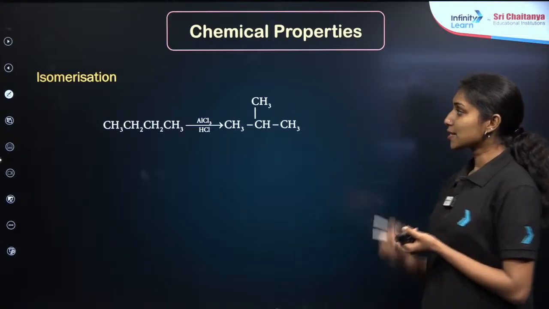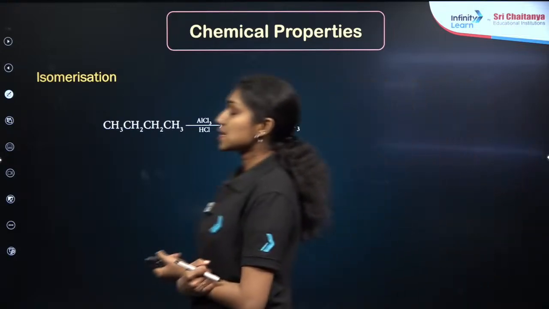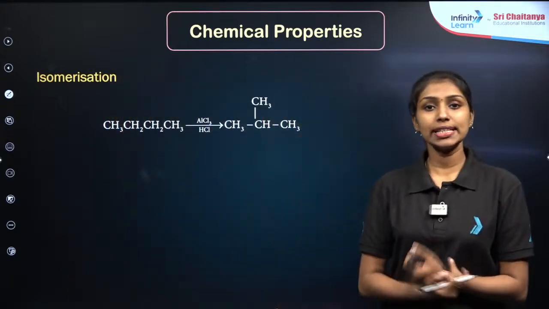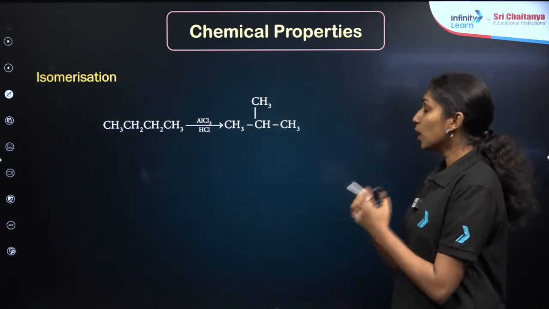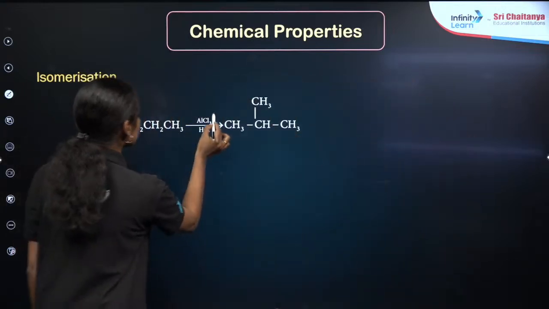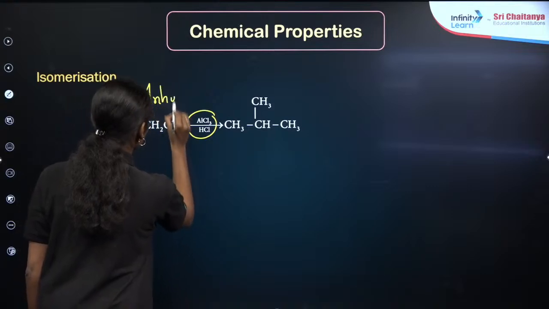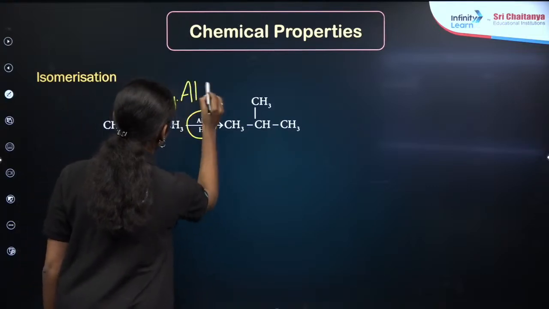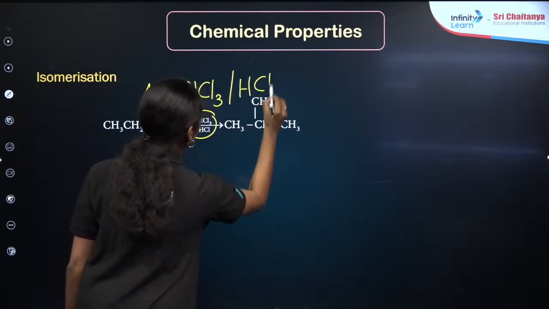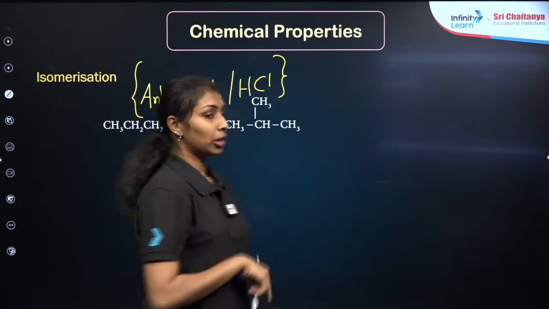Okay, now let me move to the next type of reaction, that is known as isomerization reaction. In the previous class, about the isomerization, we studied the chain isomers of alkanes. So here the main thing you have to remember is the catalyst used: anhydrous aluminum chloride, AlCl3, in presence of HCl. If it is used, we will get the isomers of that particular product.